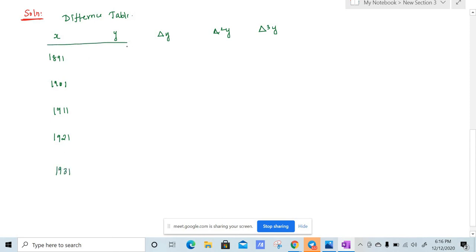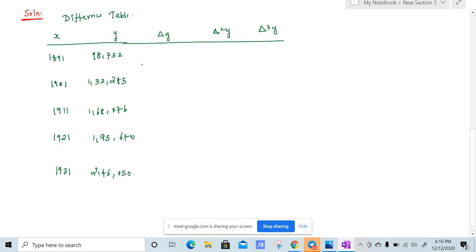First we need to find a difference table. So it is x, y, del y, del square y, and so on. So y they have given as 98,752, 1,32,285, and then 1,68,076, and 1,95,670, and 2,46,050.